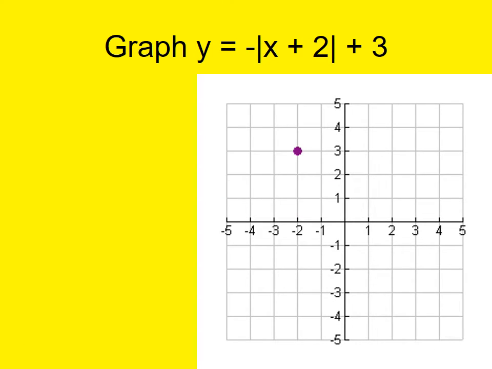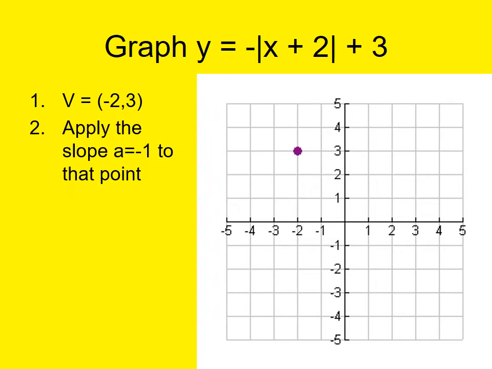So we have plotted our vertex, which is here at -2. If we set x plus 2 equal to 0, we get -2. You can also think of our vertex as (h, k), which is (-2, 3), and this is where our vertex is. The next step is to take our slope and plot the point that comes after that. So there's our vertex. We're applying the slope equals -1 to this point.